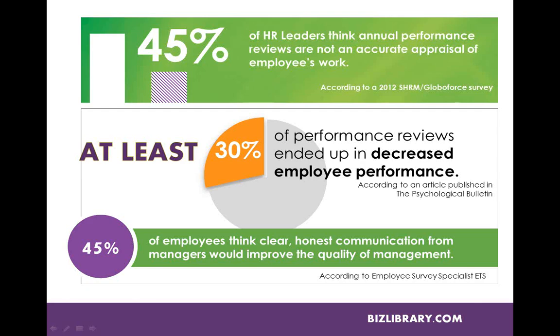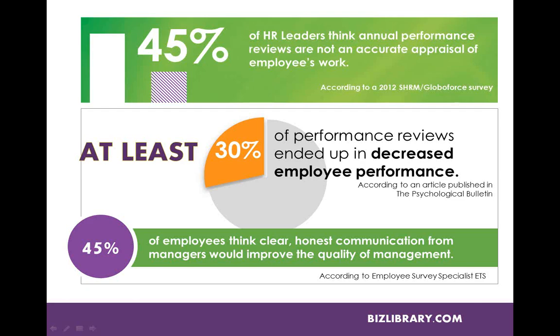So 45% of HR leaders say they're not accurate. At least 30% of performance reviews ended up in decreased employee performance. Now let that soak in for a second. This is a process where we're supposed to be helping our employees continuously improve and grow and help our organization move forward. But this annual performance review, a third of the time, works to decrease employee performance. That's pretty astounding. And I love this one.